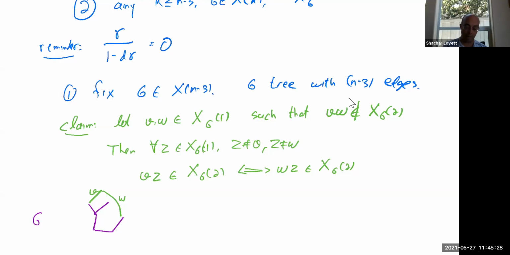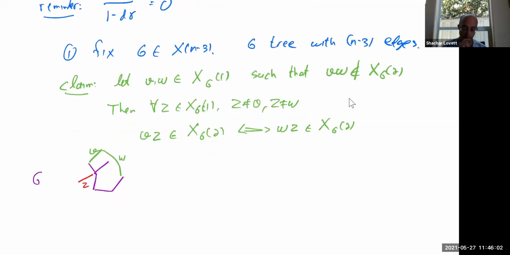Now for any other edge Z, maybe this is going to be Z here. If I can add V and Z together and it doesn't span a cycle, it's a spanning tree, then I can replace V with W. Also WZ doesn't have a cycle. But if VZ has a cycle, then also WZ has a cycle. So it really says something about the cycle structure of graphs. But I'm claiming that once we prove that, we're done.